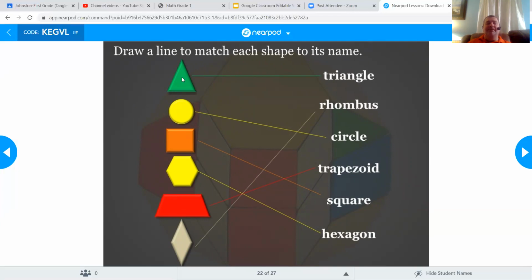How many sides does a triangle have? 3. How many sides does a circle have? 0. How many sides does the square have? 4. And what is unique about the square? All of the square sides are equal. The hexagon has how many sides? 6. The trapezoid has 4, and the rhombus has 4. So shapes with 4 sides are the rhombus, the trapezoid, the square.